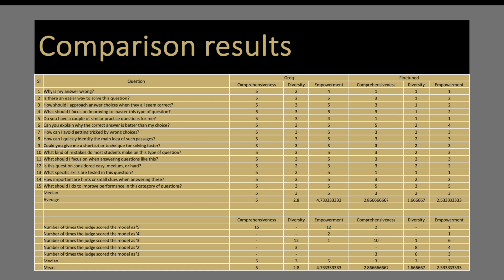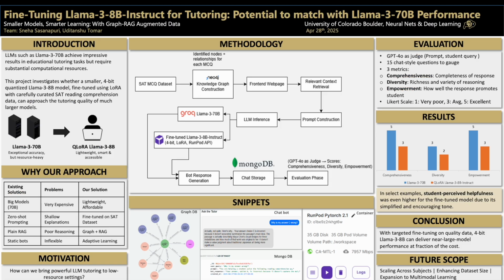When quantifying the insights, evaluating using a 5-point Likert scale, the fine-tuned Llama 3-8B often scored within 1 point difference of Llama 3 70B across metrics. In such examples, student perceived helpfulness was even higher for the fine-tuned model due to its simplified and encouraging tone. The key takeaway here was that with careful fine-tuning using a high-quality structured dataset, a smaller 4-bit quantized model like Llama 3-8B can approach the performance of much larger models, offering a cost-efficient and deployable alternative.